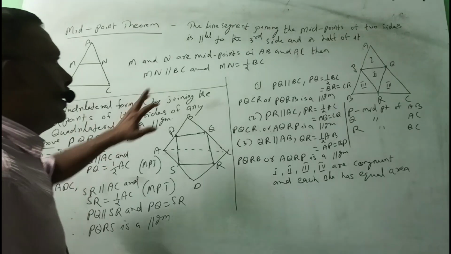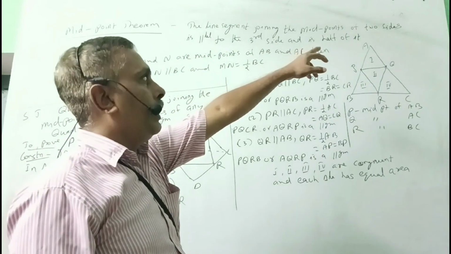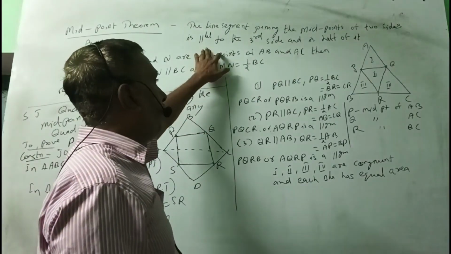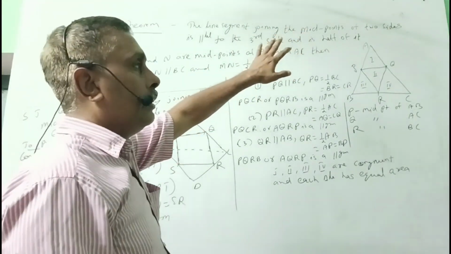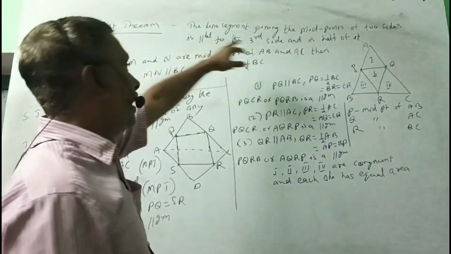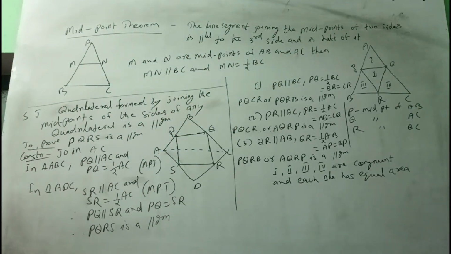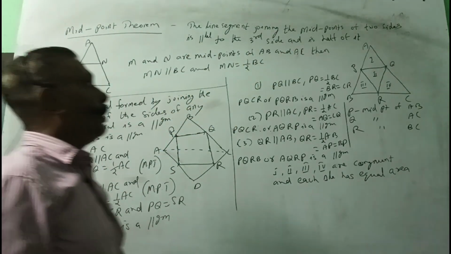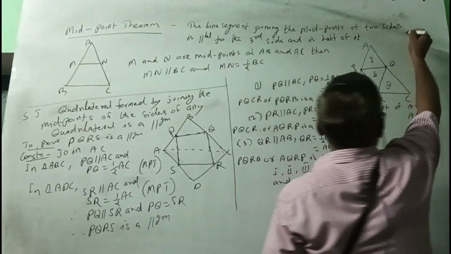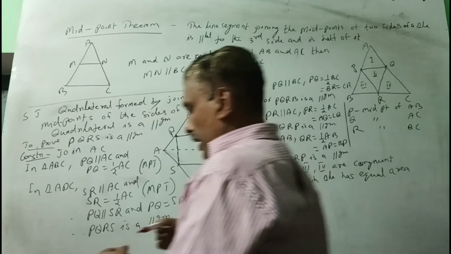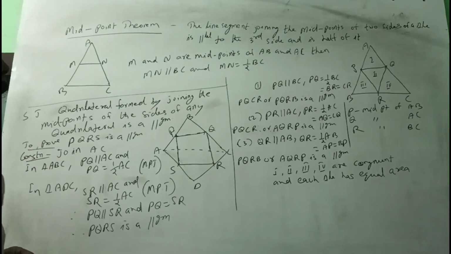What is the midpoint theorem? The line segment joining the midpoints of any two sides of a triangle is parallel to the third side and half of it. What's the meaning of that?